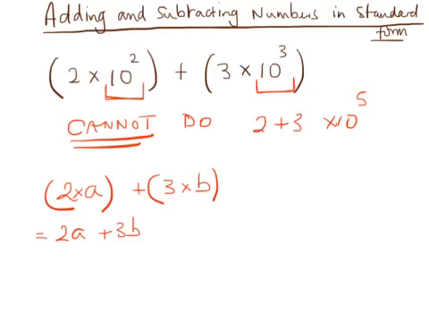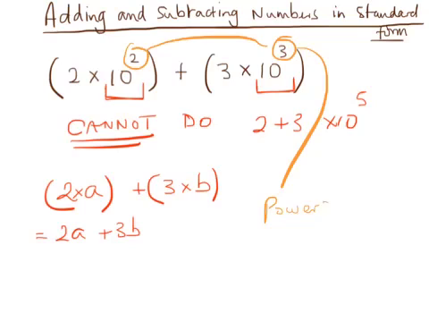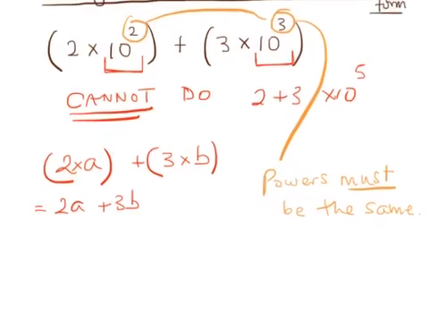So instead, what we've got to think of is how we can convert one of these standard form numbers so that they've got the same power. So what do I mean by that? Why does it help having the same power? So let's just write down there that the powers must be the same. Well, why would that help? Let's just have a quick look at an example.